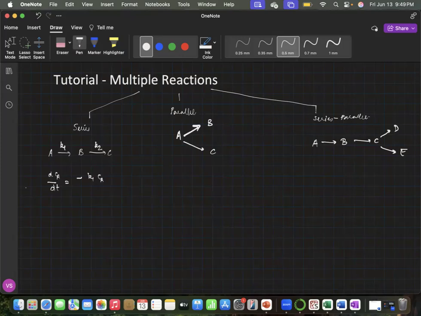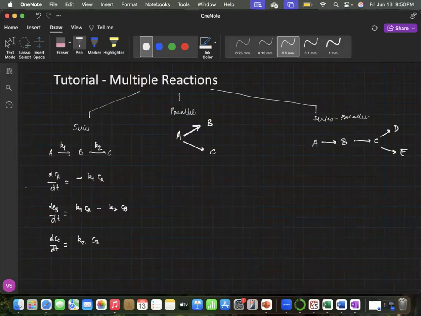So we could have dCA by dt equals minus K1 CA, dCB by dt equals K1 CA minus K2 CB, and we could have dCC by dt equals K2 CB, right?